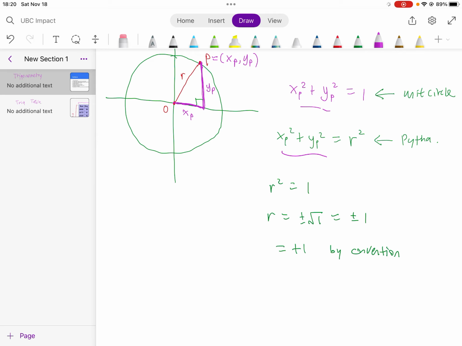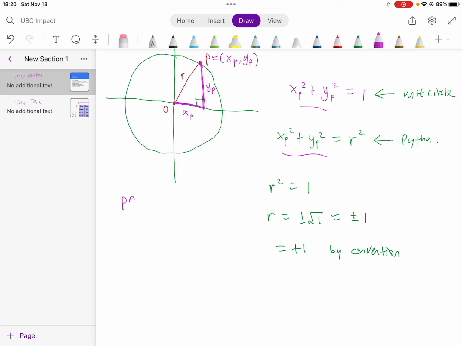The reason why it's called R is because R stands for radius, because the distance from the middle of a circle to a point on the circle is called the radius by definition. And so we're literally finding the radius right now, and we found the radius to be 1. That's why I said R equals 1.